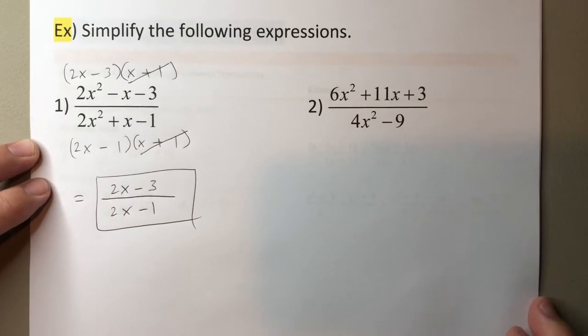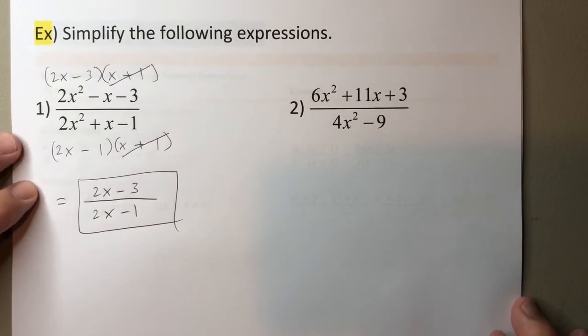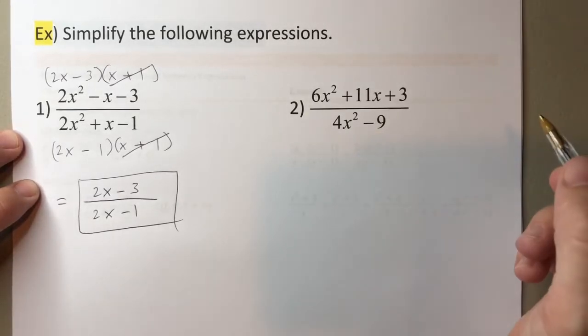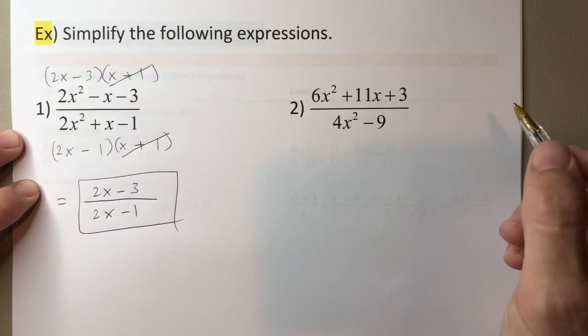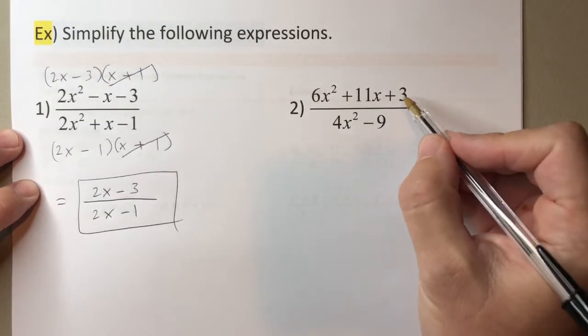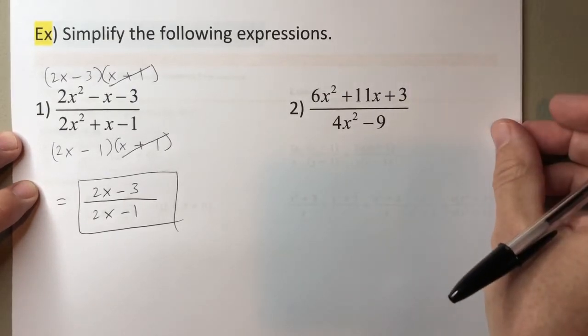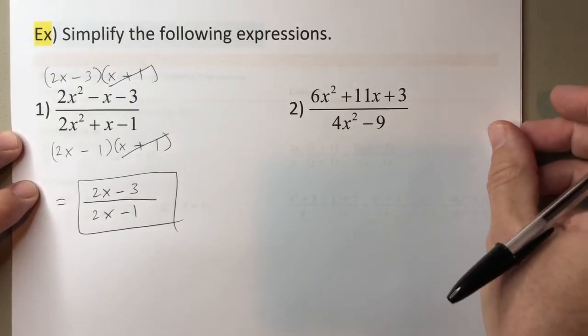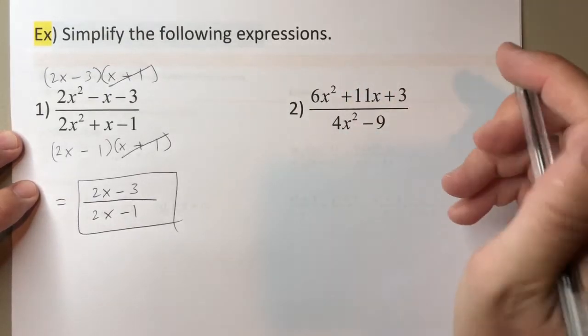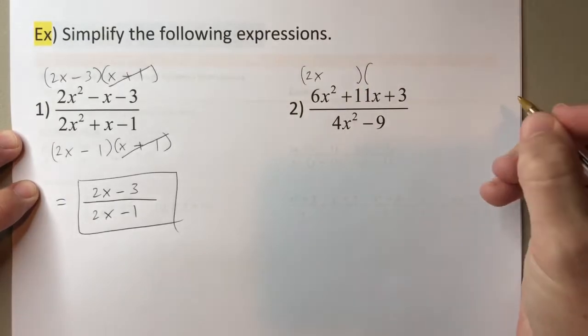All right, example number 2. Same idea. In example number 2, what we're going to do is factor the numerator and the denominator. So this one's perhaps a little bit trickier because you have a 6 in front here. Well, you can use the technique I presented to you in section 3, or you can just play with it, use the trial and error method. Doesn't matter to me. Just make sure you're able to factor this.